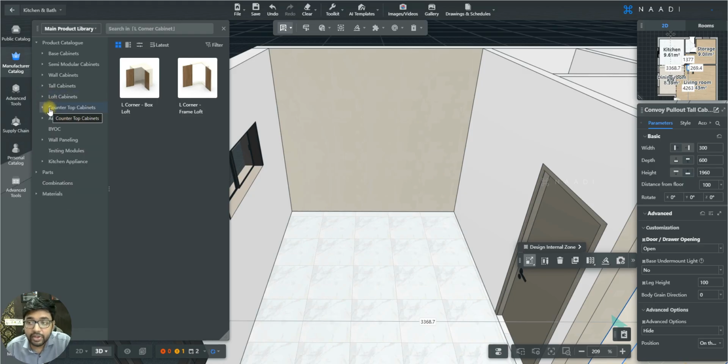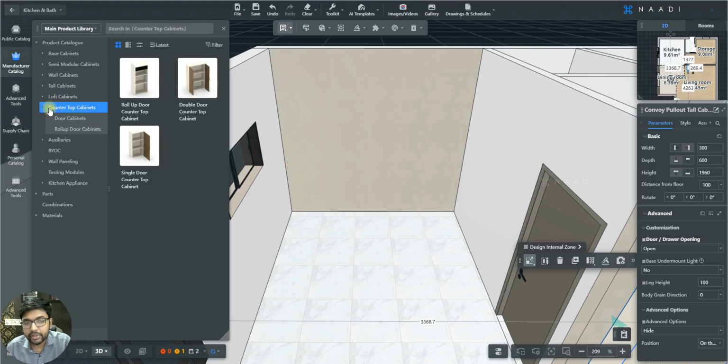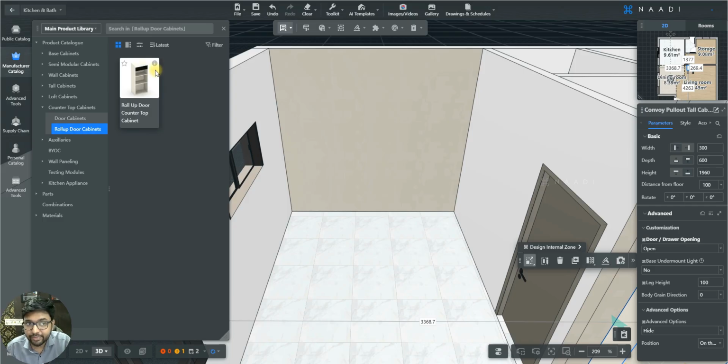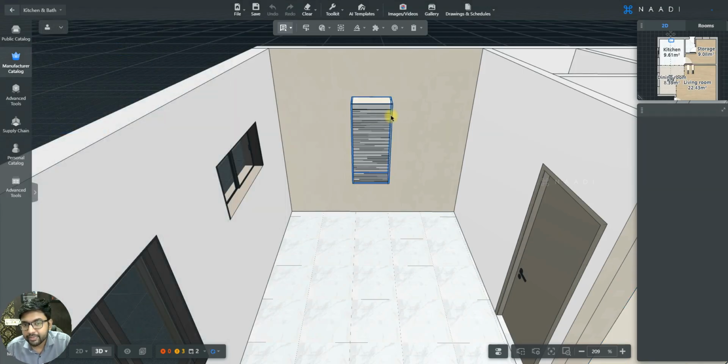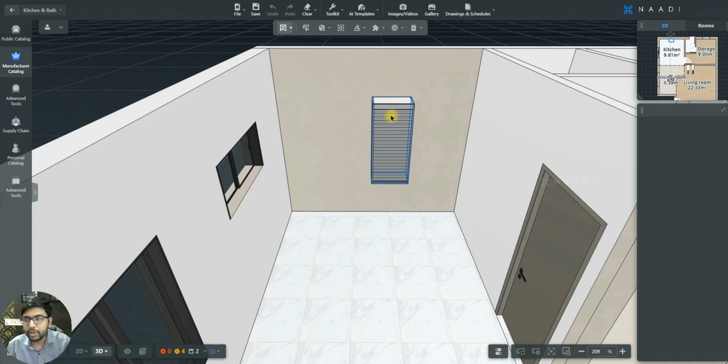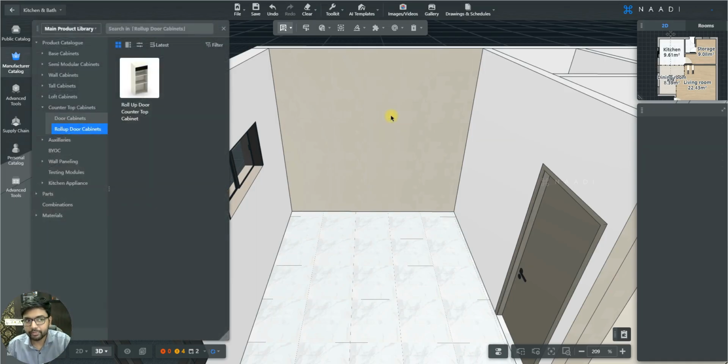And the 5th type of kitchen cabinet is your countertop cabinets, the cabinets which are placed on top of your countertop. Here first you have your door based countertop cabinet, single door and double door, both are present. And then you have your roll up shutter based cabinets too. Can you see here? In the thumbnail it might show an open view, but this is how it would look by default. If you want, you can open up the roll up shutters using the parameters too. So these are all your 5 types of kitchen cabinets which are available in our catalog.